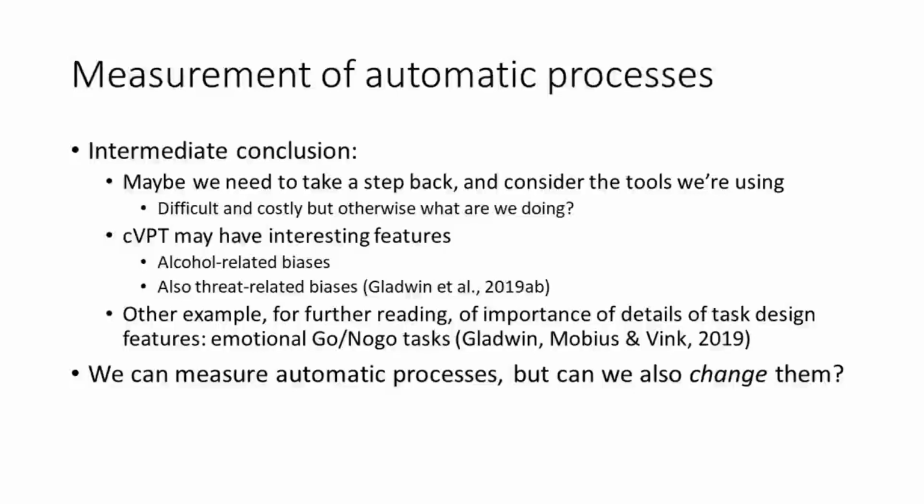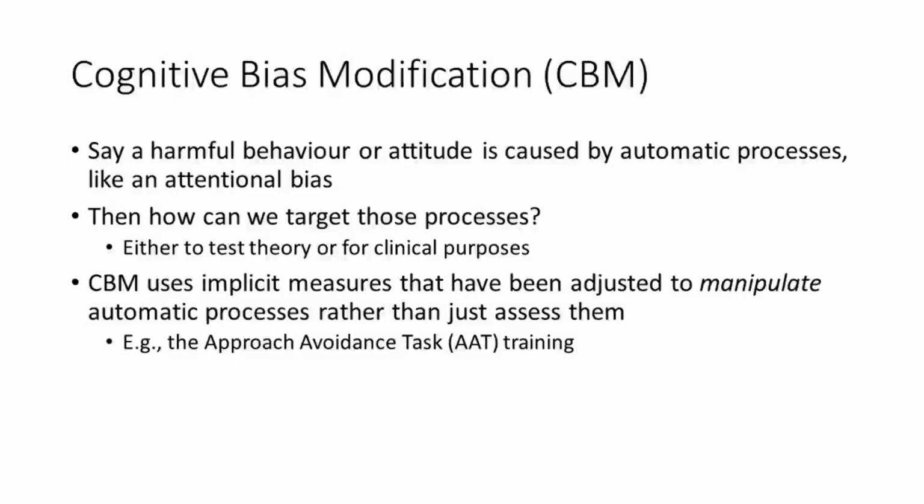And the next question is, can we change automatic processes? So say we have some kind of harmful behavior or attitudes, as we saw in these examples, like you lose your temper, you drink too much, and we think, for whatever reason, maybe this is caused by an automatic process, like an attentional bias. So we want to target those automatic processes. Right? So we might want to test some theory, we might want to actually just use this for clinical purposes. And the CBM is one way to do this that I find interesting. And this basically took implicit measures and turned them into a computer-based training task. I'll show you an example of that in a second.